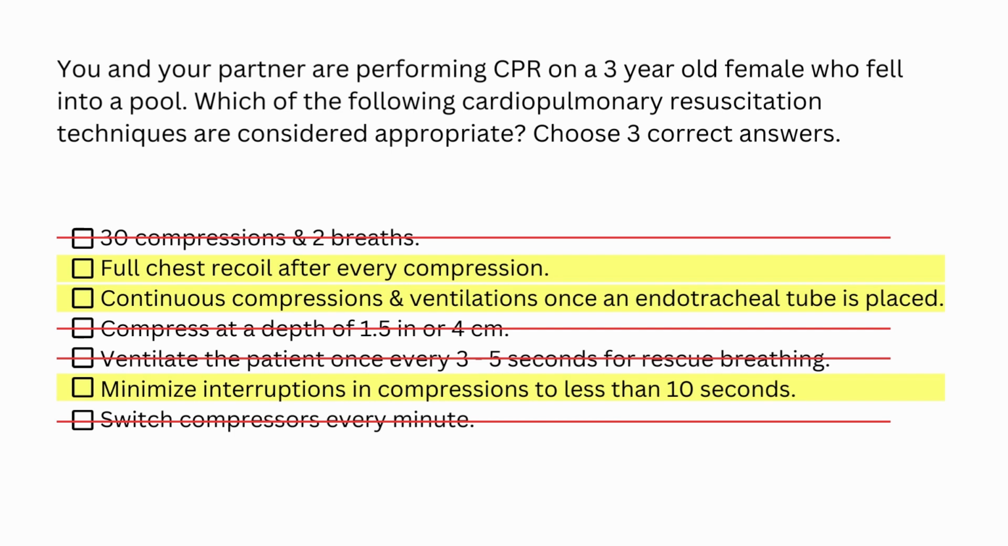Let's go over the correct answers one more time. The correct answers are full chest recoil after every compression, continuous compressions and ventilations once an endotracheal tube is placed, and minimize interruptions in compressions to less than 10 seconds.